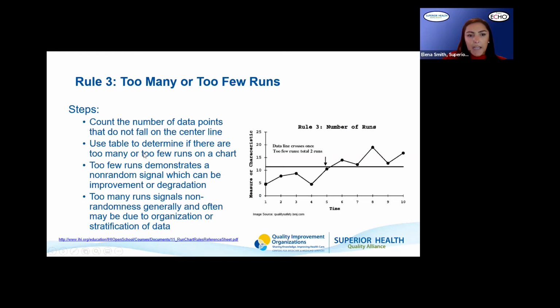Then on the next slide, I'll show a table that you'll use to determine if there are too many or too few runs on a chart. Too few runs demonstrates a non-random signal, which can be improvement or degradation. So that shows us something that we can utilize. Too many runs signal non-randomness, which often may be due to organization or stratification of data. So you might need to switch some things up, because something's not showing up quite right on this chart.